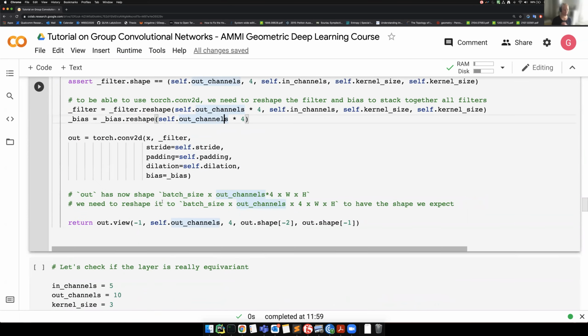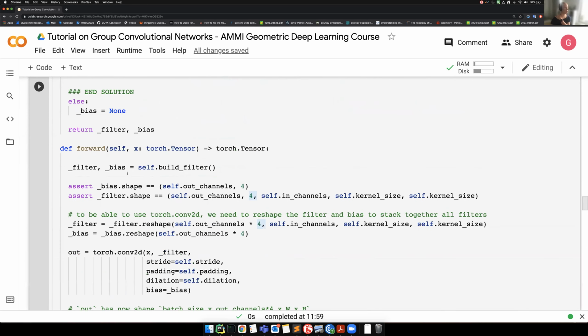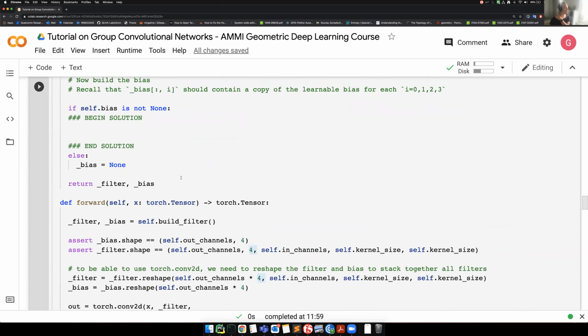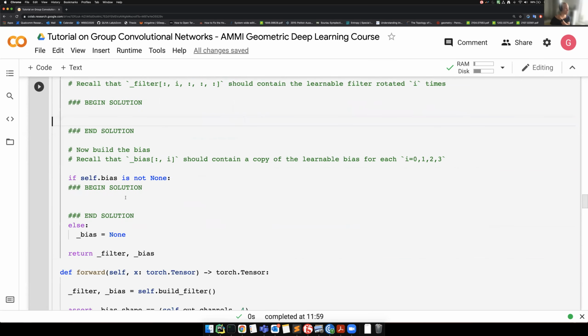The point is that we want the output also to have this additional 4 channels. So once we have done our conv2d, we're going to reshape our output to have a batch size, output channels, the width and the height dimensions, but also 4 channels for the rotations. This part is taken care of by me. What you need to implement is only the bias and the filter construction.